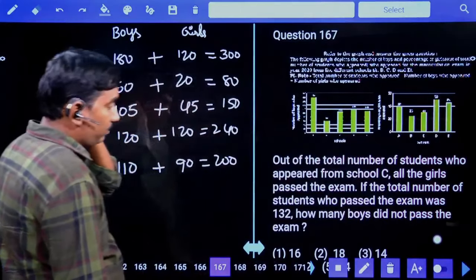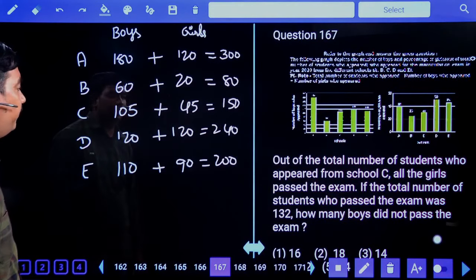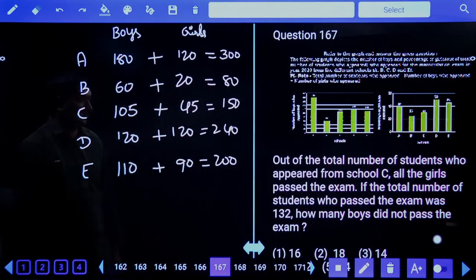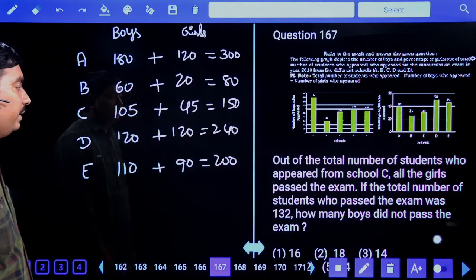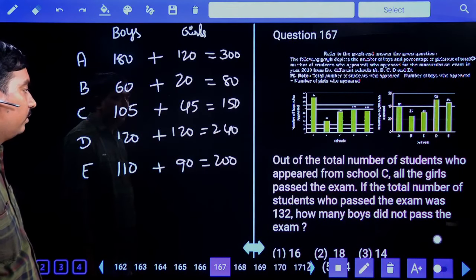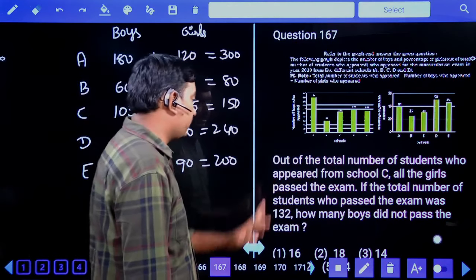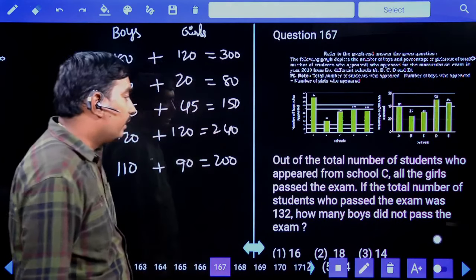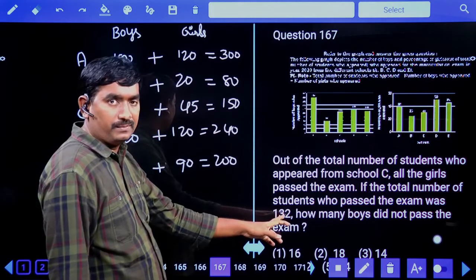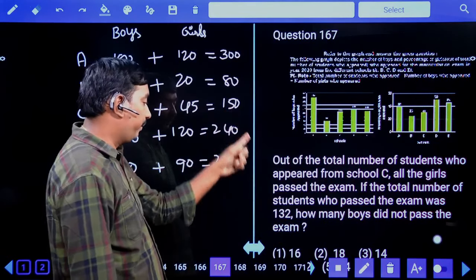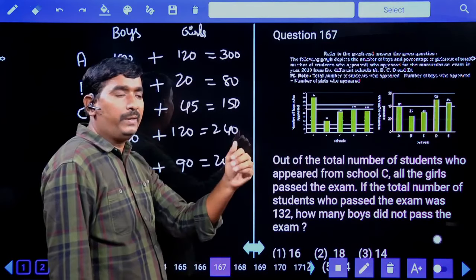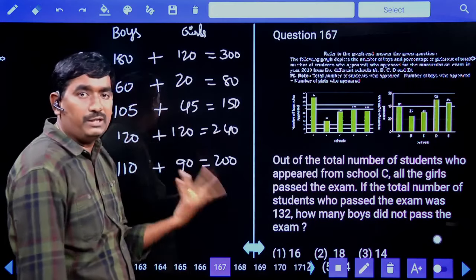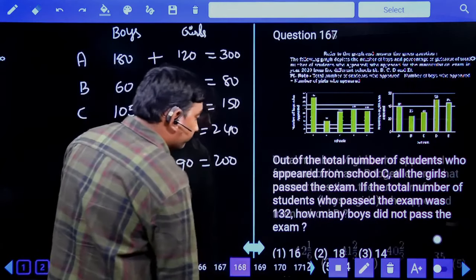Then moving on to the question. Out of the total number of students who appeared from school C, total 150 appeared. If the total number of students who passed the exam was 132, how many boys did not pass the exam? All the girls passed the exam. Out of 150 students, 132 passed. How many failed? 18 failed. Why? Because all girls passed, so only boys failed. So 18 boys failed.